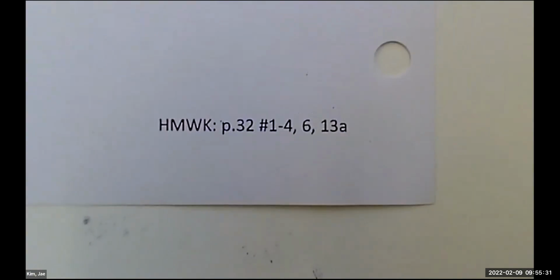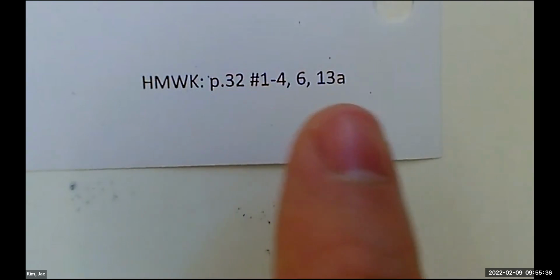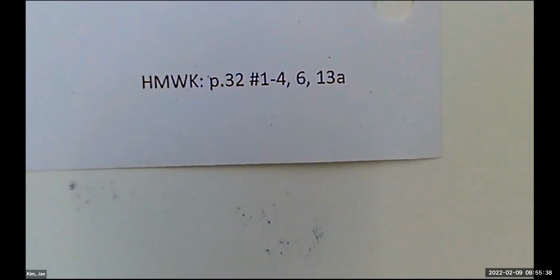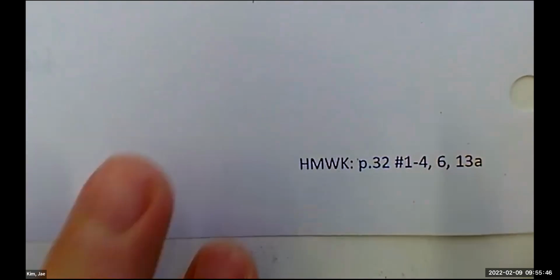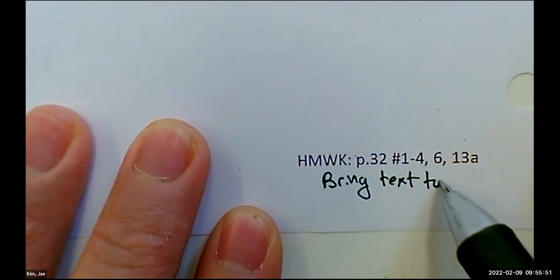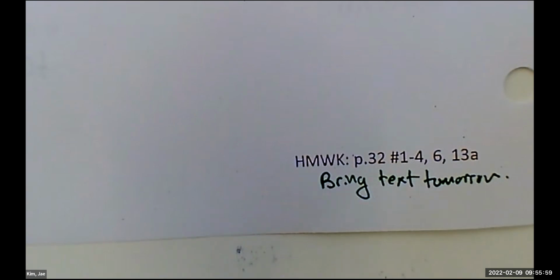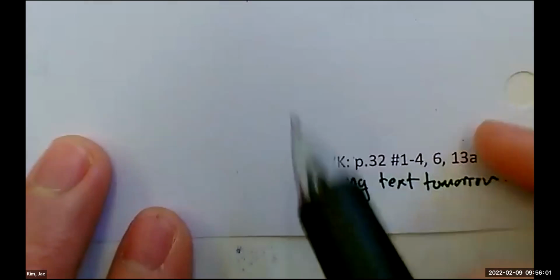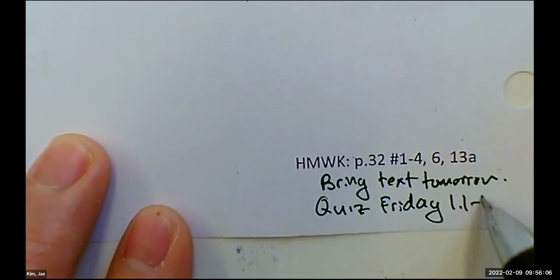There are some textbook questions. Again, I'm trying to shorten the amount of questions I give you. Numbers 1 to 4, 6, and 13a. So those are 6 questions that you can try as more practice. If you want to write it here instead of your agenda, would you please also write this? Bring text tomorrow. Tomorrow is going to be all a textbook thing as a mid-chapter review. Nothing new. We're going to prepare for our quiz. Right? And then quiz Friday on 1.1 to 1.2.